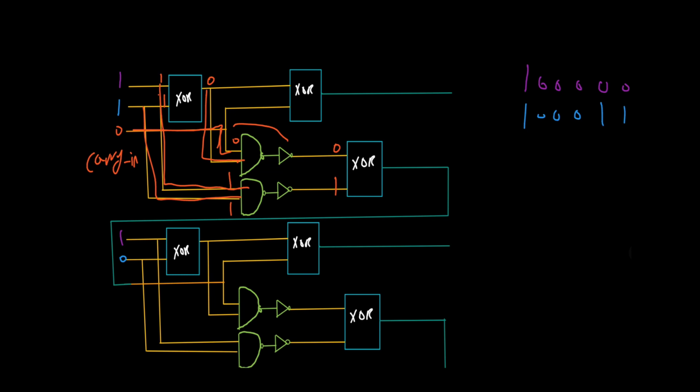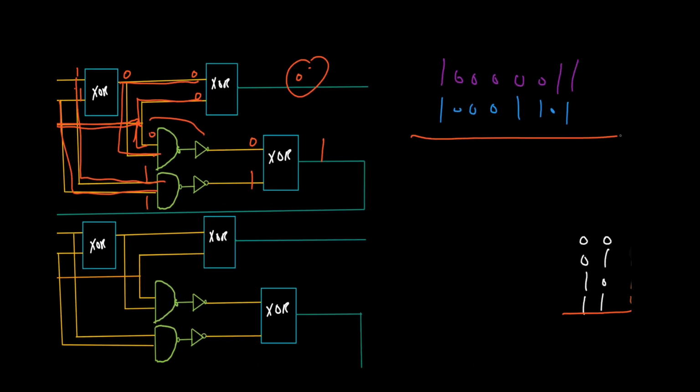0 and 1 in the XOR gate would give us a 1. Here we have a 0 through this wire, and we have a 0 here. 0 and 0 would give us a 0. This 0 is the rightmost bit of our result. So I say in my result this would be equal to 0. This is the least significant bit of the result.